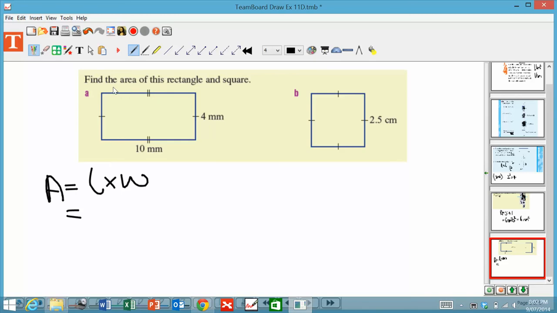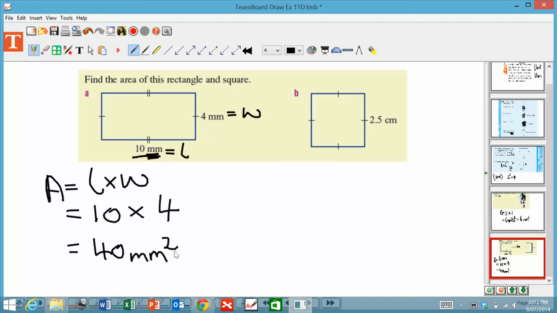All right, so to find the area of this rectangle, our rectangle formula is length times width. So my length here, that's my length, that's my width. Length is 10, my width is 4, so substitution, again using algebra here, gives me 40, and we're talking millimetres here, squared. So my area inside this object is 40 millimetres squared.